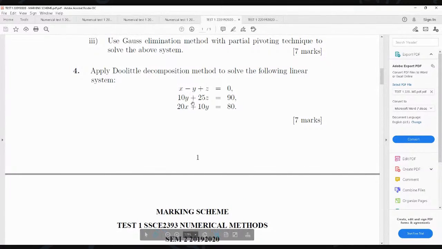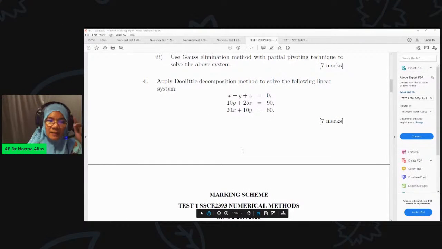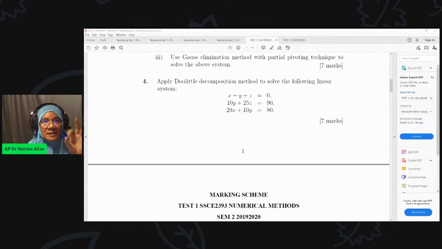Last question. You see here, the last question is very simple. You need to apply Doolittle. You still remember Doolittle, Crout, Cholesky, Thomas are factorization methods, meaning that you need to apply 3 steps. The first is you need to decompose matrix A to lower and upper. Second, you need to use LW equal to F. The third is solving UX equal to W. All right, there are 3 steps.